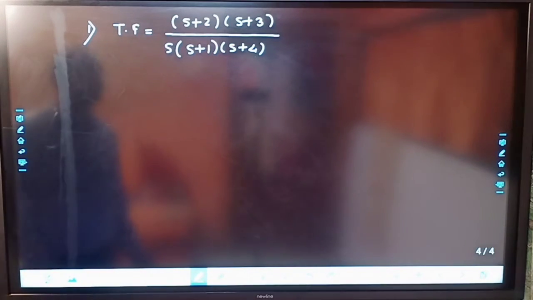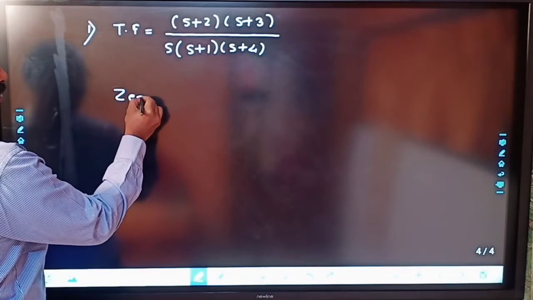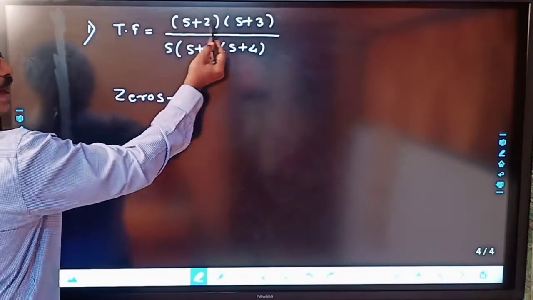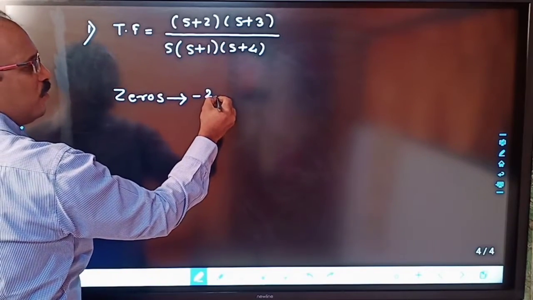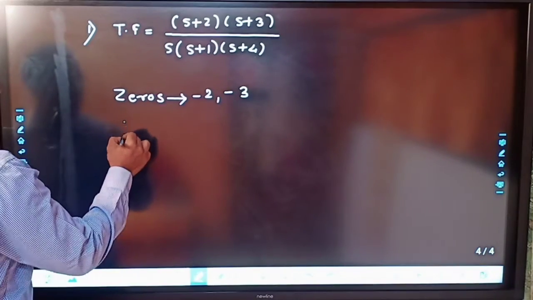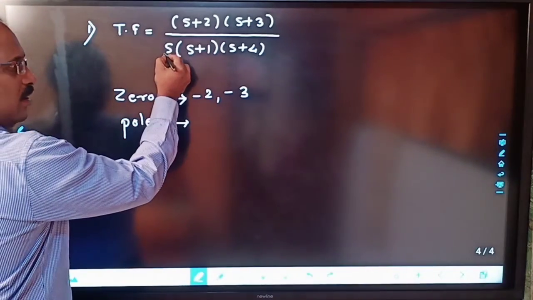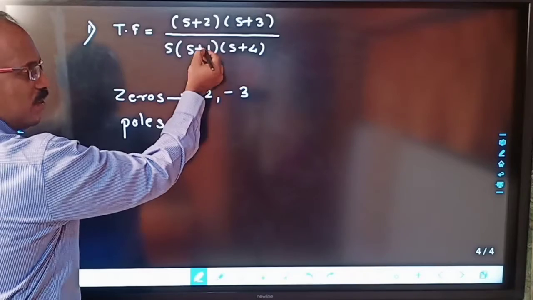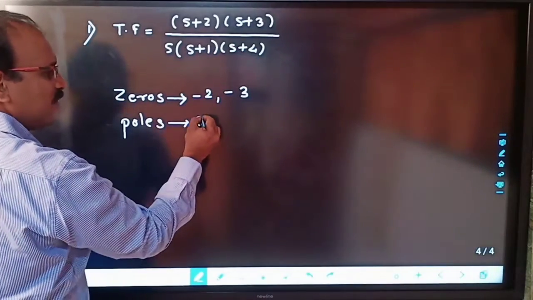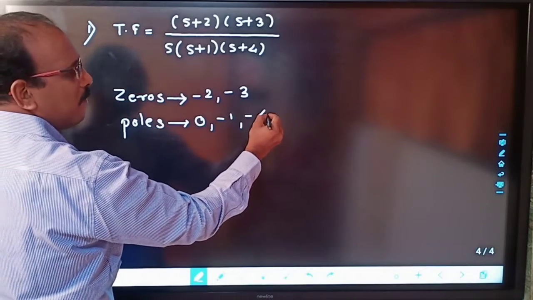So what are the roots here? The roots in the numerator will be zeros. We can directly say how many zeros: 1 and 2. So s equal to minus 2 and s equal to minus 3. These are two zeros. Then what are the poles? Here s equal to 0, where this term becomes 0. For s plus 1 equal to 0, s equal to minus 1. This is 0 first, this will be minus 1 and this will be minus 4.